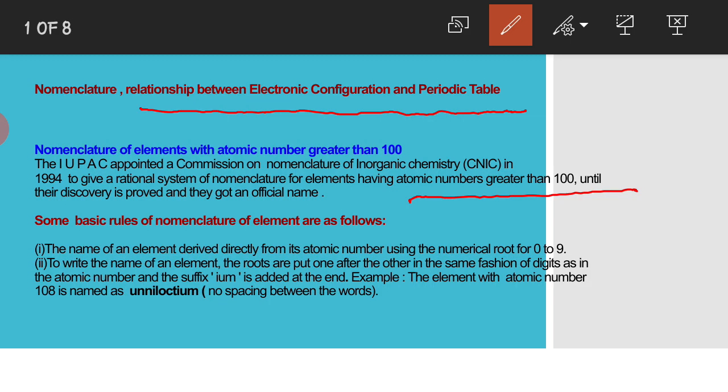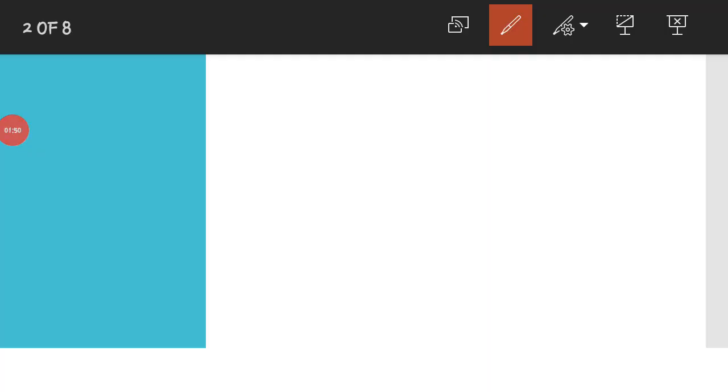Some basic rules of nomenclature of elements are as follows. First, the name of an element is derived directly from its atomic number using the numerical roots for 0 to 9. Here, these roots are tabulated below.